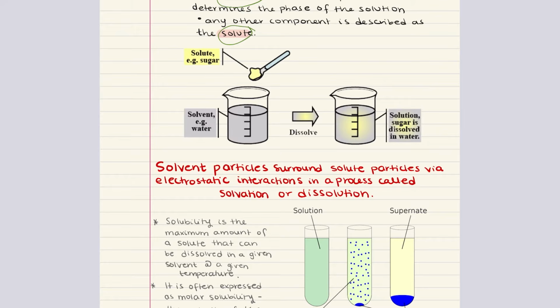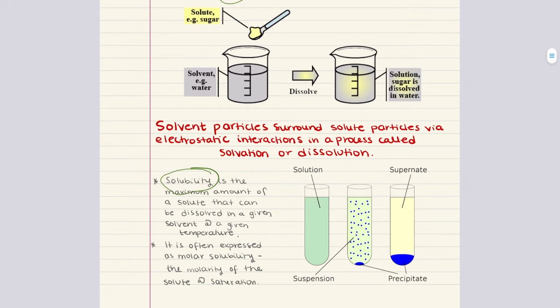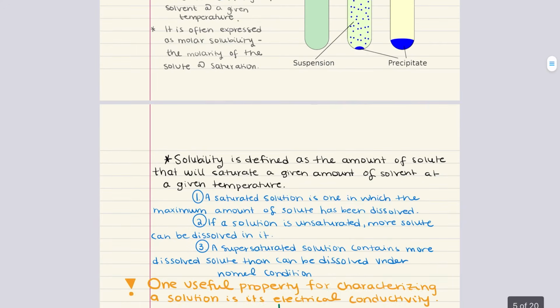Something else we want to be able to know is how much solute is going to be able to dissolve into a given solvent. And so the solubility of a substance is the maximum amount of that substance that can be dissolved in a particular solvent at a given temperature. Now, when we're talking about solubility, there are going to be different levels. So we can talk about a saturated solution, an unsaturated solution, and a supersaturated solution. So let's go over these terms.